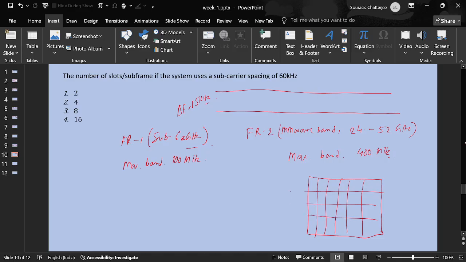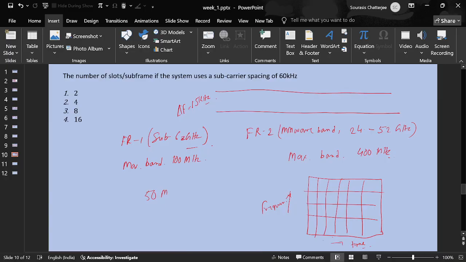So if we talk about this, this is frequency and this is time. So here you have first symbol, second symbol, third symbol, like that, and here you have first, second, third subcarrier, like that. So how many subcarriers do you usually have?